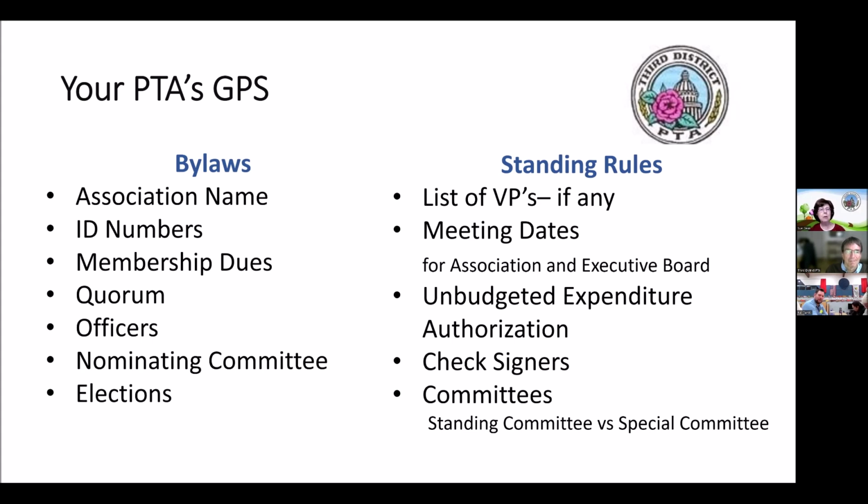The bylaws have all of your ID numbers. They have your national PTA ID number, they have your state PTA ID number, and they have your tax filing ID number. So they have your EIN with the IRS. They will have, right now, you don't have it yet, they will have the entity number for your PTA with the state franchise tax board. And they will have the charitable trust number assigned to your PTA.